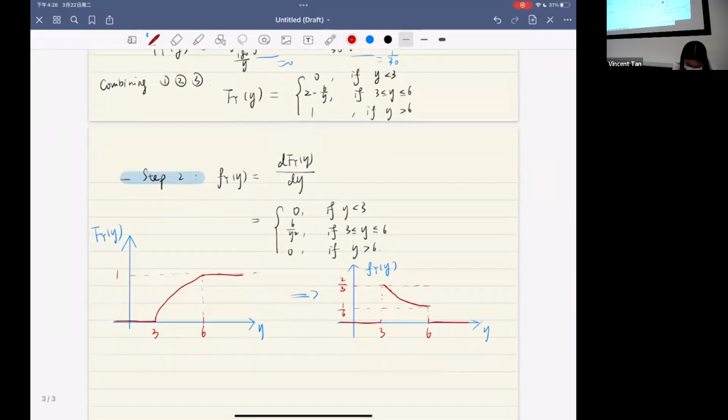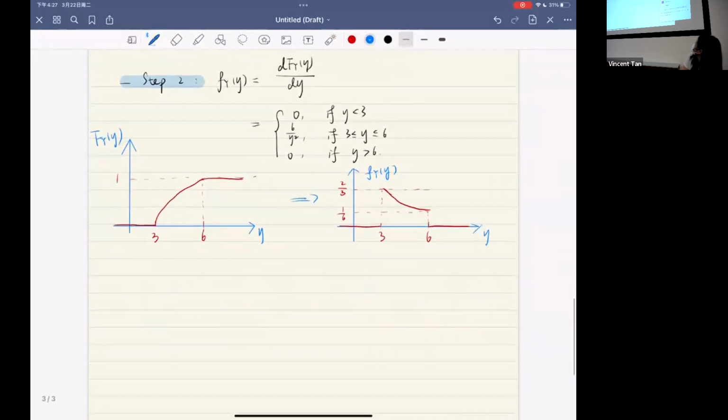So we can see that actually the PDF of y is the derivative of the CDF here. This is flat, so the derivative is all 0. And this interval corresponds to this one. Let's move on to the next example.